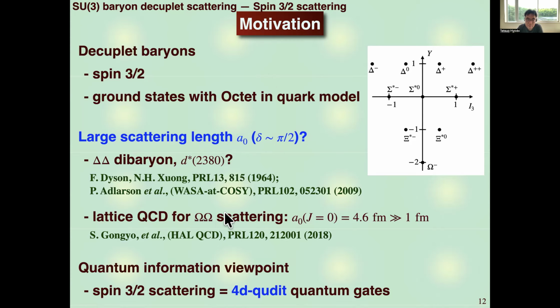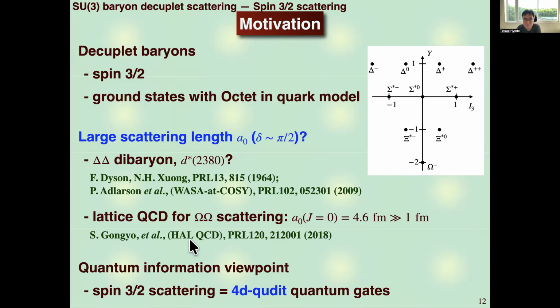Another example is our main focus, which is the omega-omega system, the 2 omega particle. There is no experimental data because it contains many strange quarks. You need 6 strange quarks, which is rather difficult to produce in the experiment. But recently lattice QCD can be performed directly for this hadron system with multi-strangeness.